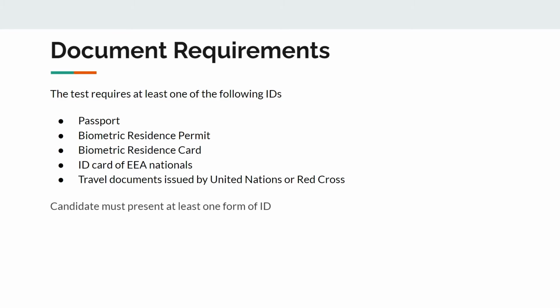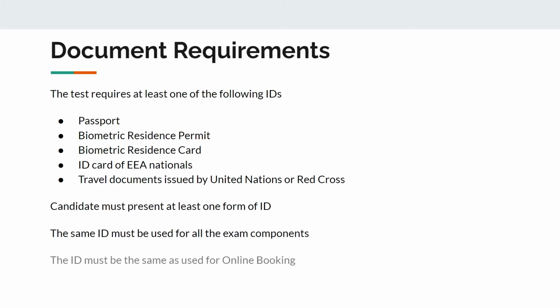The candidate must present at least one form of ID, and the same ID must be used for all exam components. So during the whole process, anytime a person asks you for your ID, you must present the same ID. And lastly, the ID must be the same used for online booking. So if you use your passport for online booking, you must take your passport with you to the test center as well. Now let's talk about the test format.